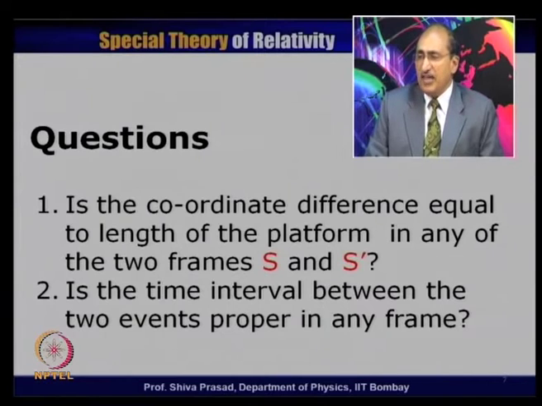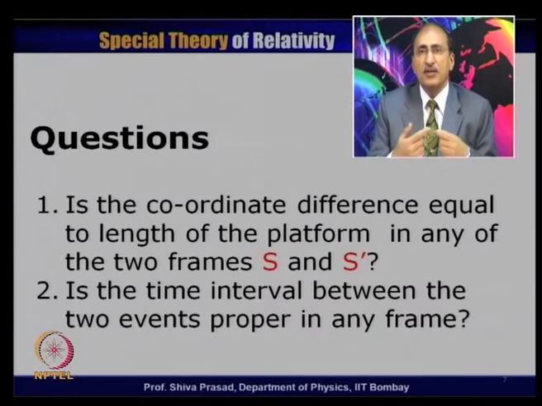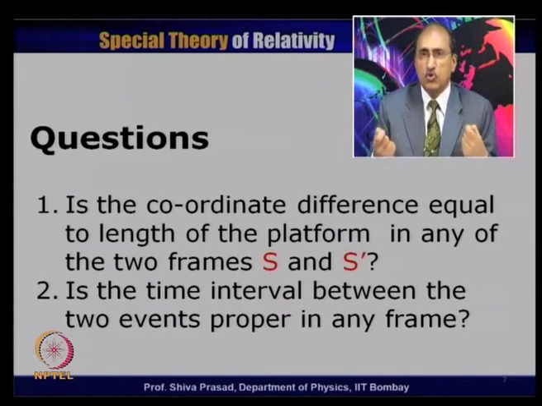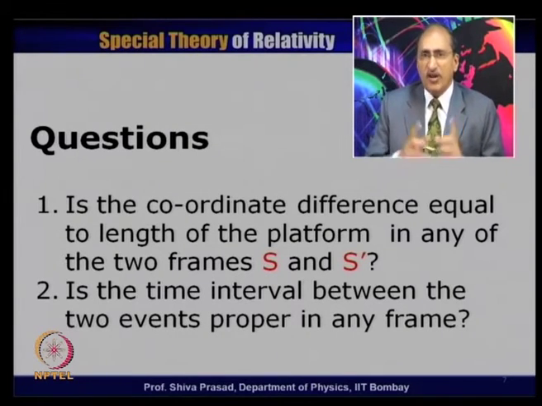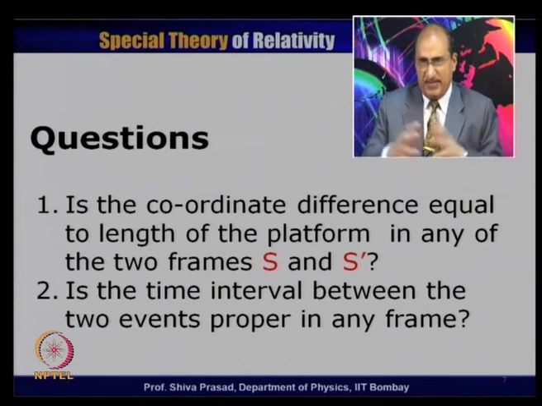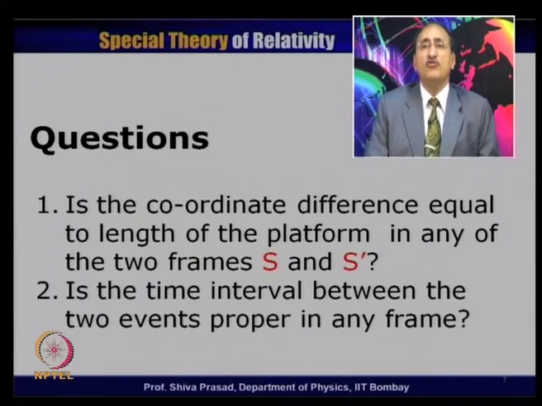Is the coordinate difference equal to the length of the platform in any of the 2 frames? This is question number 1 that I am posing. If we take the difference of x, let's assume that AB is along the x direction, because we have to assume that if we want to apply the Lorentz transformation: the x direction is always chosen along the relative velocity direction. So what is the coordinate difference? That's x2 minus x1. Does it give the length in any of the frames of reference, S or S prime?